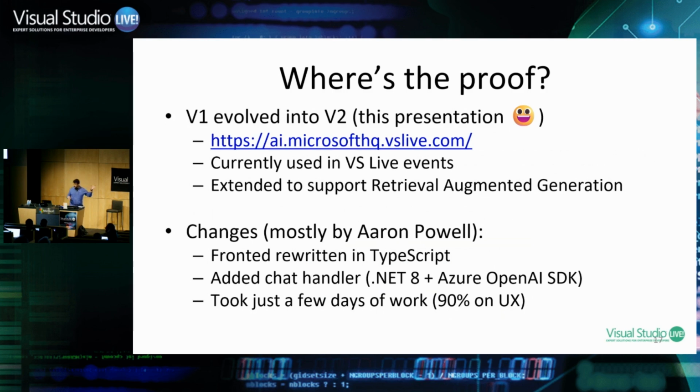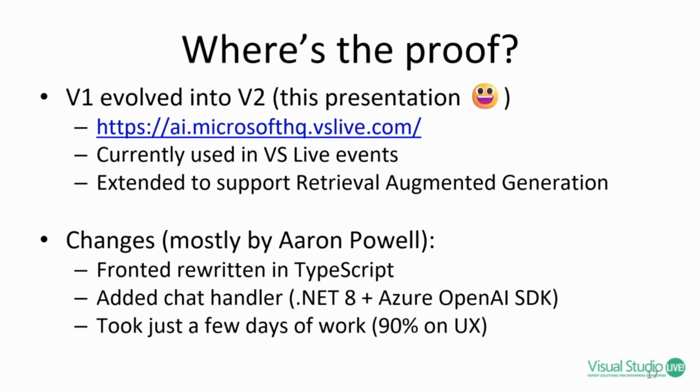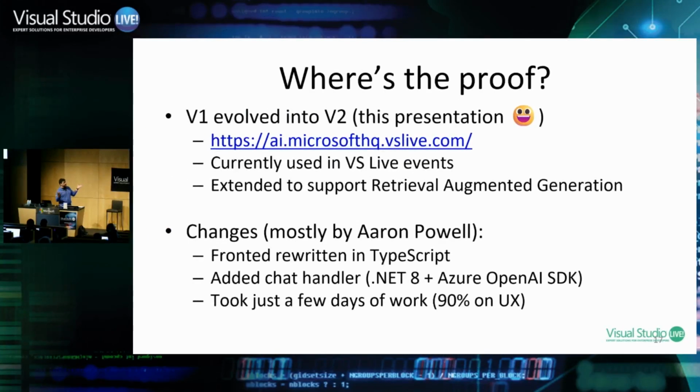So you still have both version 1 and version 2 if you want, but of course we'll be focusing on version 2. In version 2, especially, the front end has been rewritten in React with TypeScript. Everything has been rewritten to use .NET 8 using the OpenAI SDK. And as proof of how well this microservices architecture worked, in just a few days of work, 90% of which was on UX, we were able to move from V1 to V2, which required, for example, the natural language processing part and a better UI. So it's very easy to adopt.